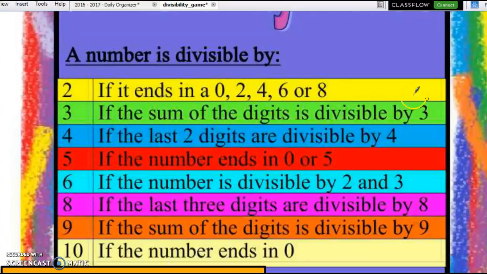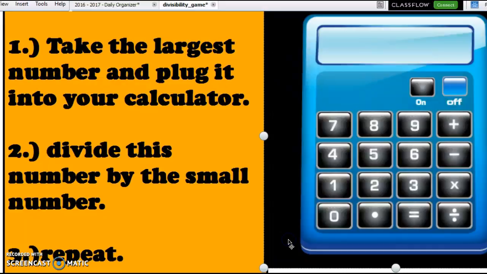However, if you struggle to memorize these divisibility rules, you can use a calculator and check for divisibility following these 3 steps. Let me show you them. In order to check for divisibility of any number, you need to follow these 3 steps. Take the largest number that you have and plug it into a calculator.